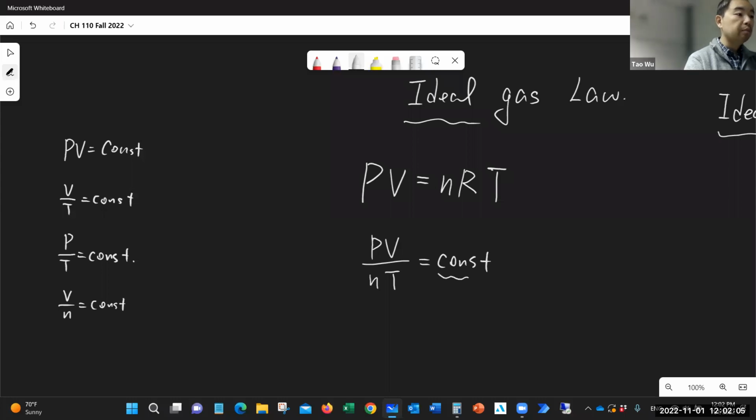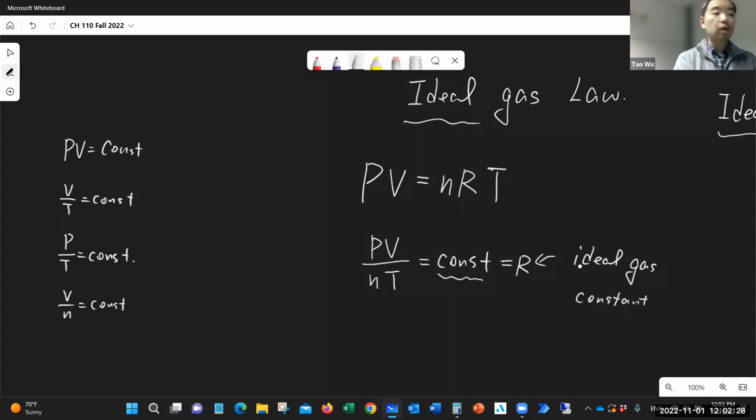Then people figured out what the constant is, and this constant is R. This R is called the ideal gas constant. So we write the equation like this, PV equals nRT. P is pressure, V is volume, n is the moles of gas, T is the temperature, and R is the ideal gas constant.